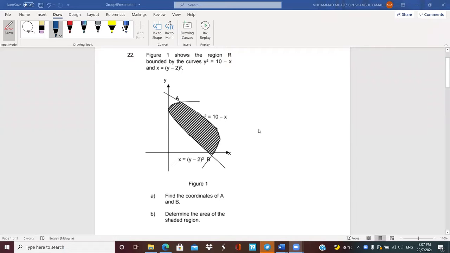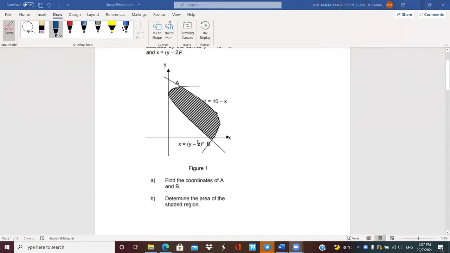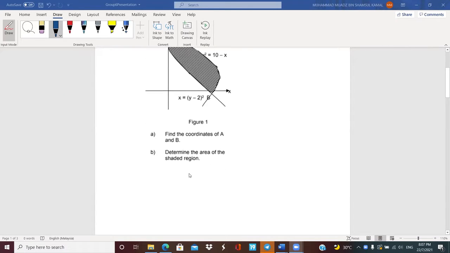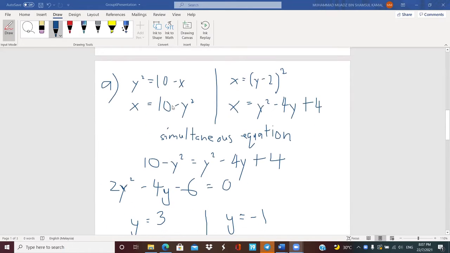My name is Muhammad Muaz bin Syamsul Kamal. I will show you how to solve this question. Figure 1 shows the region R bounded by the curves y squared equals 10 minus x, this is the curve, and x equals (y minus 2) squared, this is the curve. The first question is find the coordinates of A and B. So these two are the initial equations.